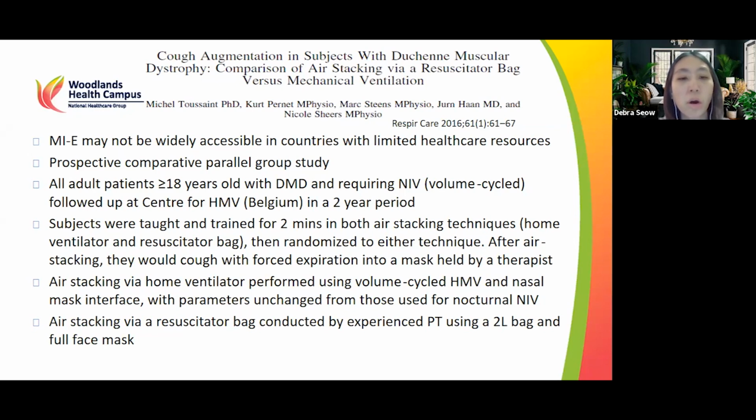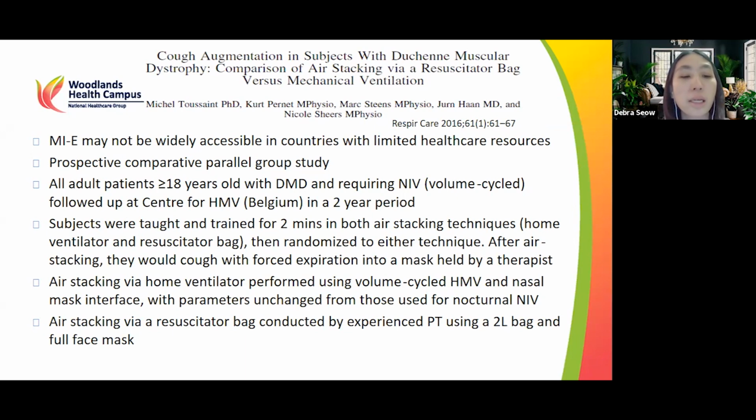So they were actually taught and trained for 2 minutes in both air stacking techniques, home ventilator and resuscitator bag, and then randomized to either technique. After air stacking, they will cough with forced expiration into a mask that was held by the therapist. Air stacking via the home ventilator was performed using volume cycled HMV and a nasal mask interface, with the parameters unchanged from those used for nocturnal NIV.